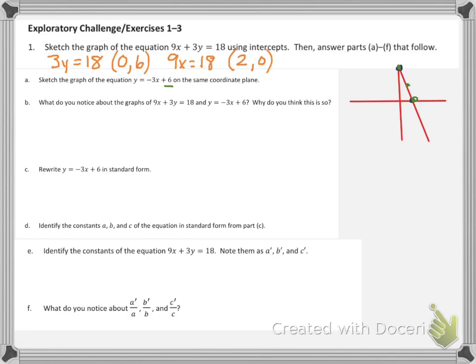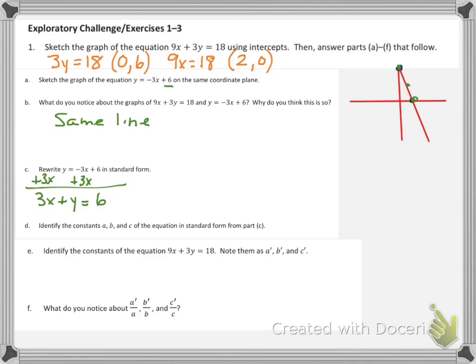Part B, what do you notice about the graphs of 9x plus 3y equals 18 and y equals negative 3x plus 6? They're the same line. So I'm just going to write in here, they are the same line. Rewrite y equals negative 3x plus 6 in standard form. Okay, we can do that. For standard form, I would need to add 3x to get that over to the left side. So I get 3x plus y equals 6.